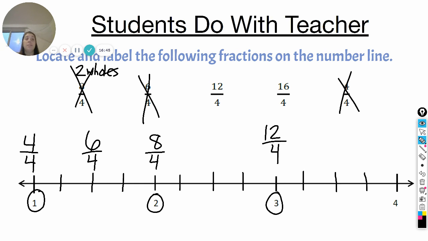Let's check and see if that's correct. Count by 4s till we get to 12. 4, 8, 12. Took us 3 times. So 12 divided by 4 equals 3. So 12/4 is the same thing as having 3 wholes.